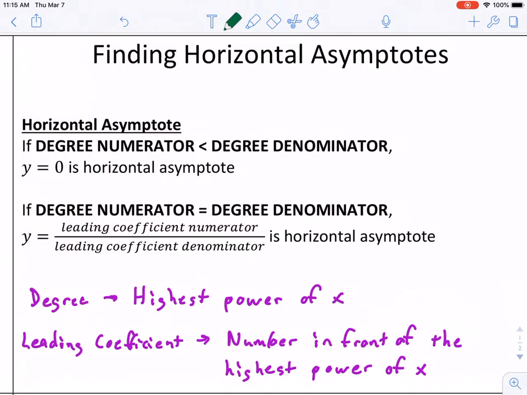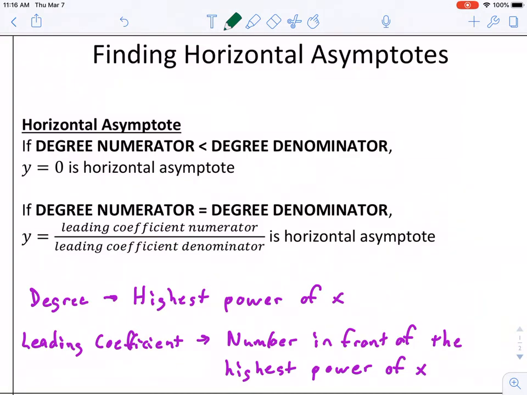Now, the brand new thing to this is how do you find your horizontal asymptotes? And it is one of two ways. There is actually a third, but in this course we are not going over the third, and so you'll see that in a future course. So the first way is that the degree of the numerator and the degree of the denominator are not equal to each other. When this happens, y equals 0 is going to be your horizontal asymptote. And if you forget what degree means, it's the highest power of x.